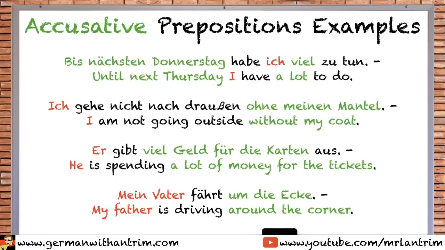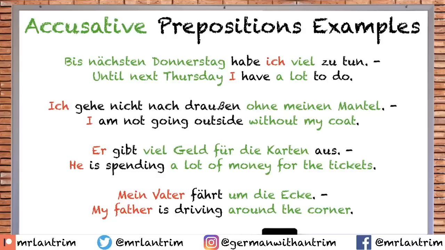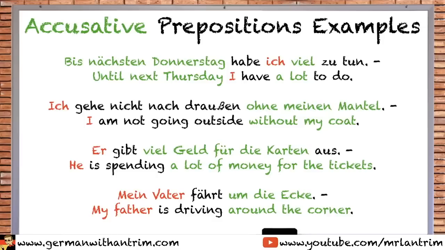Ich gehe nicht nach draußen ohne meinen Mantel. I am not going outside without my coat. In this sentence we have ohne, which is without, and meinen Mantel, which has an en at the end, because ohne requires the direct object or the accusative case: ohne meinen Mantel, without my coat.